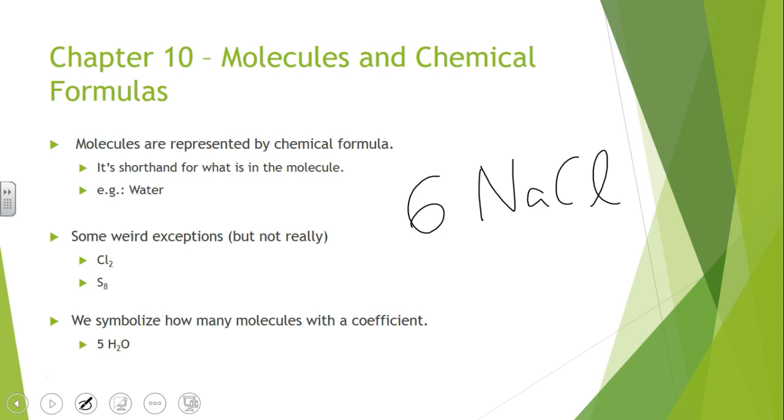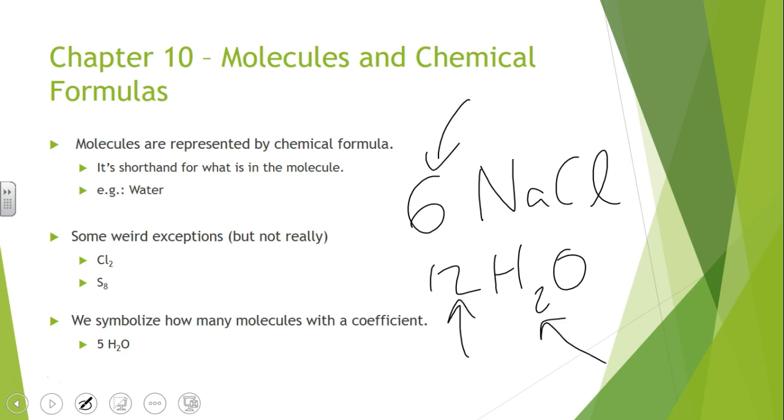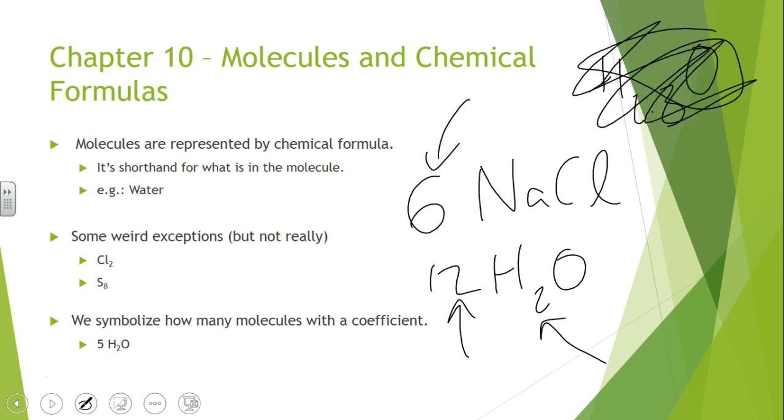So that's how we symbolize having multiples of these. Let's say we're doing something with 12 water molecules. Well, we put a 12 out in front of there. These numbers, these coefficients and the subscripts, have to be whole numbers. That's the only kind of thing. You'll never see H2.3. That doesn't ever exist. So all of these things are going to be whole numbers.